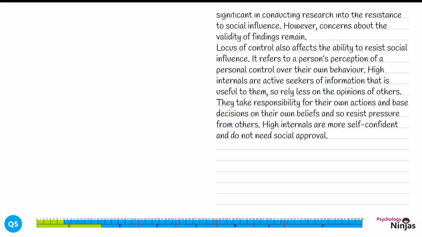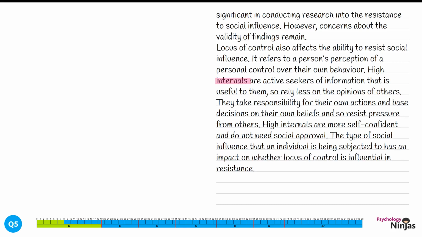Given that the focus of our essay is resistance to social influence, it's really important that we focus our discussion on internal locus of control, because those are the least obedient, the least conformist, and the most resistant to social influence. Then we're going to move on to evaluation. The type of social influence that an individual is being subjected to has an impact on whether locus of control is influential in resistance. Having already supported and opposed resistance to social influence and our different explanations, it's time to move on to a different theory or factor.